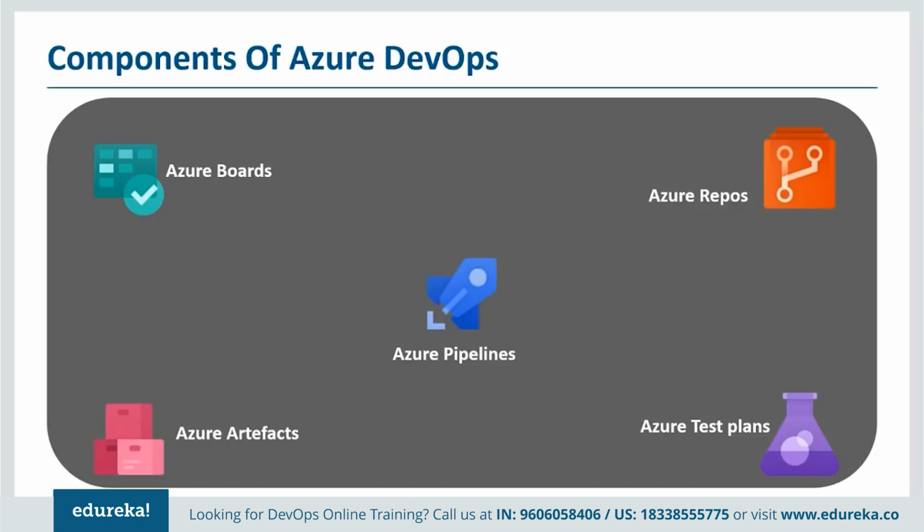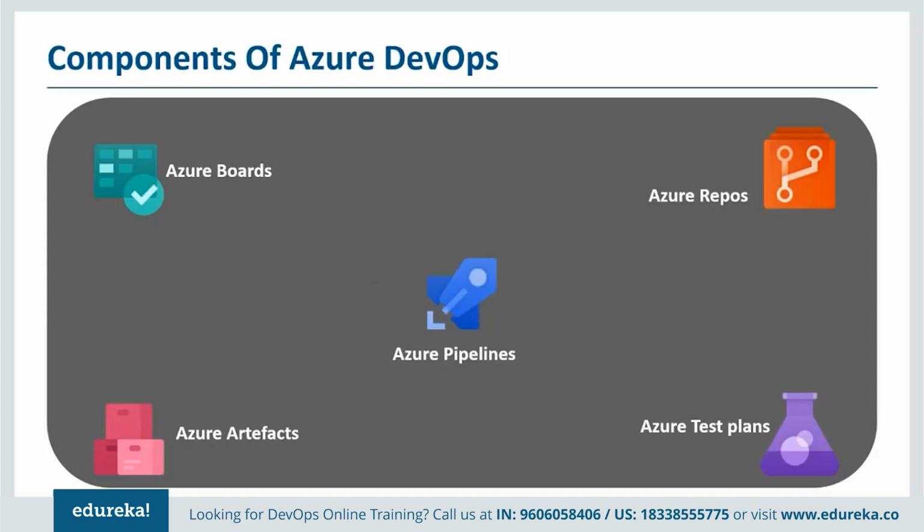We have got Azure boards to create our work items. We have got Azure repos to store our code. We have got Azure pipelines, which can help us do the build of the code and release of the code into a particular environment. Then we have got Azure test plans, which we can use to do our testing, which could be manual test cases, automated test cases, exploratory testing. All that can be done as part of the Azure test plans. And finally, if you have got some common DLLs or common jar files which you want to store as part of your repository, then you can use Azure artifacts.